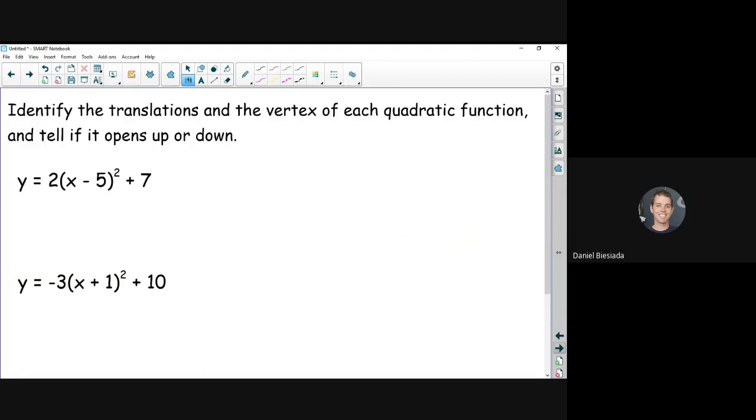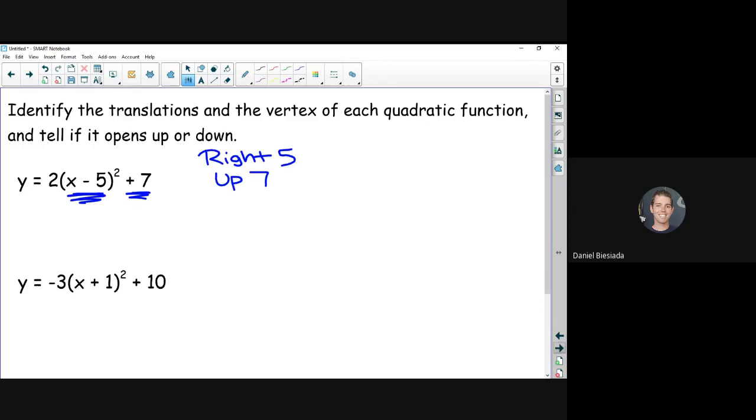To begin, we're going to look at a couple equations, identify the translations and the vertex, and then tell if each opens up or down. We'll start with these first two. To determine the translations, I'm always going to look at what's going on inside the parentheses and also what's being added or subtracted at the end. I see that x minus 5 in parentheses. That's telling me that this function is being moved right 5. And the plus 7 at the end is telling me this function is being shifted up 7.